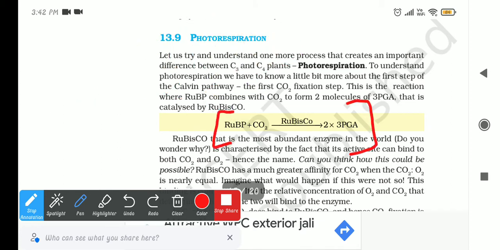RuBP plus CO2 in the presence of the rubisco enzyme will give two molecules of 3-PGA. Rubisco is the most abundant enzyme in the world. You need to learn about it.